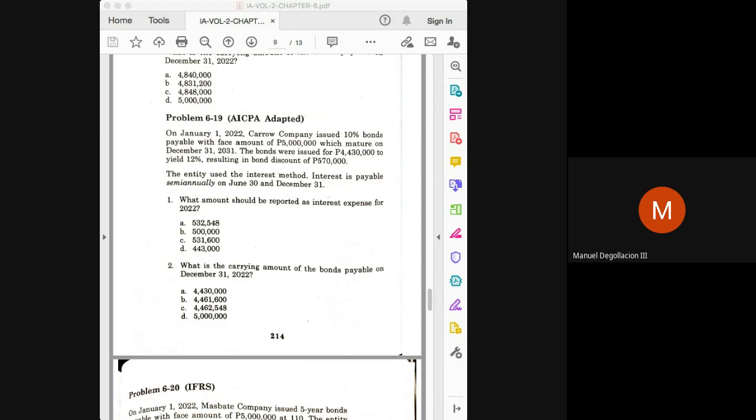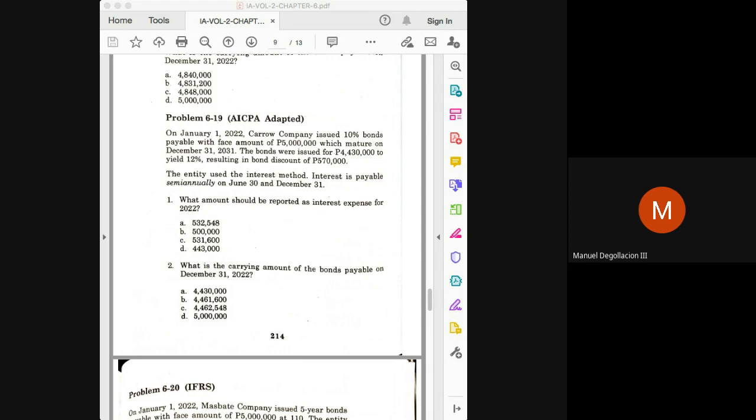You will have to go through this process, guys. So the carrying amount on June 30, 2022 of 4,445,800 would be the basis for the interest expense for the next 6 months, for the second 6 month period.